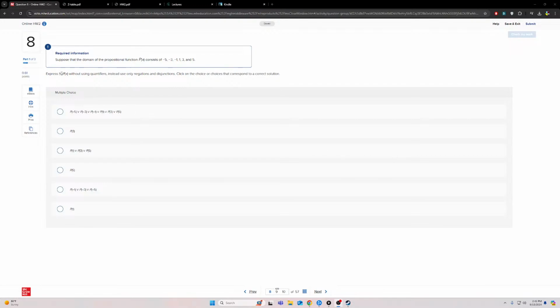Express P of X without using quantifiers, instead using only negations and disjunctions. Suppose that the domain of the propositional function P of X consists of -5, -3, -1, 1, 3, 5. Use only negations and disjunctions. Click on the choice or choices that correspond to a correct solution. So there's only one that's true. We can only use disjunctions, so it's only ors.